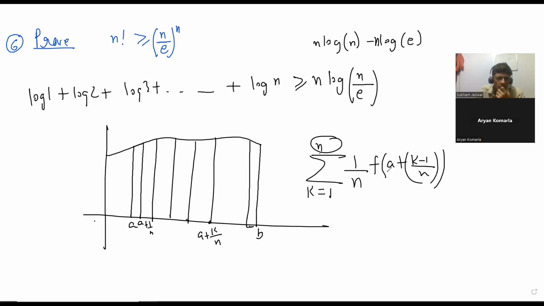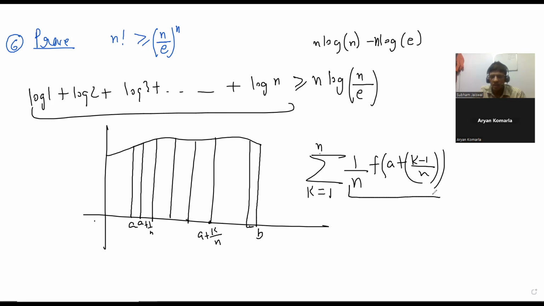And then when you take the limit as n goes to infinity, it turns into the definite integral from a to b. That's the definition of the definite integral. When you take the limit, that's the definition of the definite integral. So this is the story. Now, the point is that you need to see this thing as some summation like this.